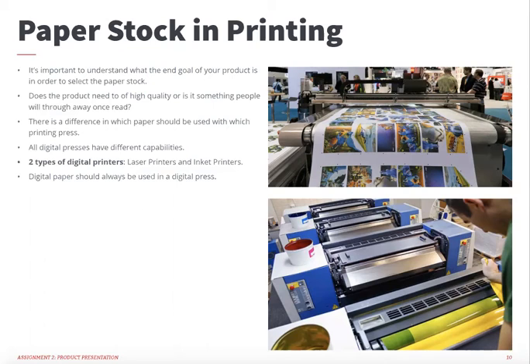Digital paper should always be used in a digital press, as it is designed for the moisture levels of a digital press. It is precision cut, so you know exactly what size to use, and it has been treated with a specific surface treatment designed for the printing medium, such as dry toner, liquid toner, or inkjet ink.